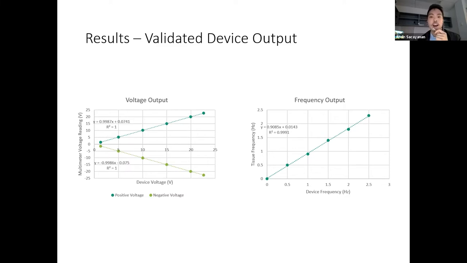On the other hand, the right-hand graph shows the frequency output. Again, the horizontal is the device frequency, while the vertical is the tissue frequency. You might notice that there is a little bit of variance. However, with all things taken into account, the correlation is again pretty high at 0.99. Next slide, I'll show you the conclusion to this.